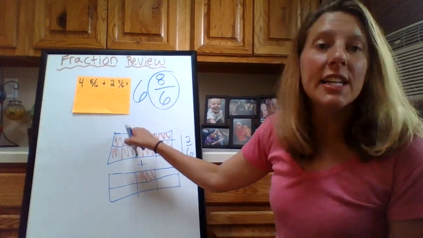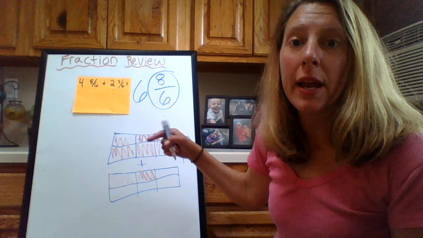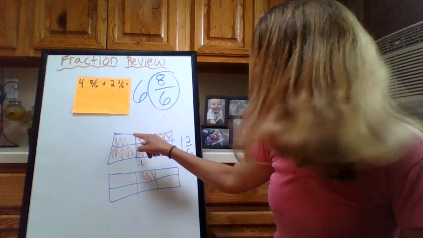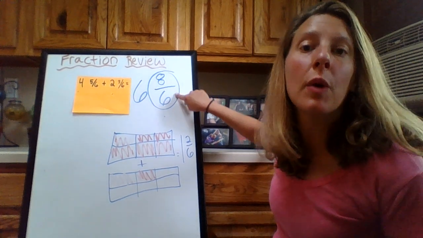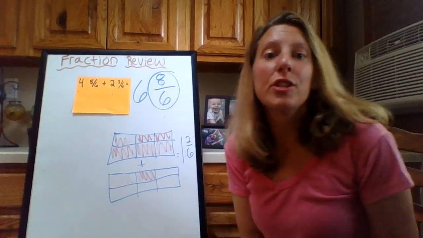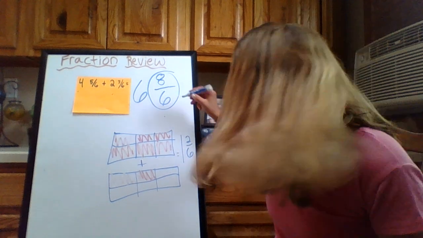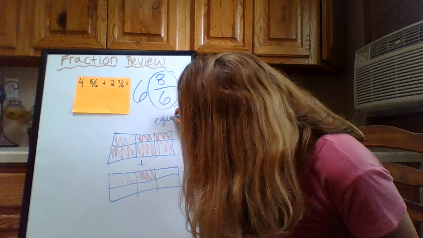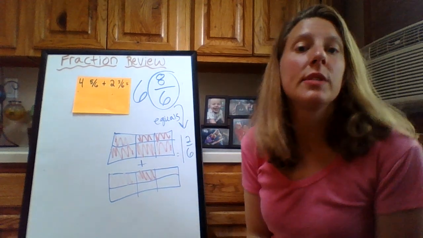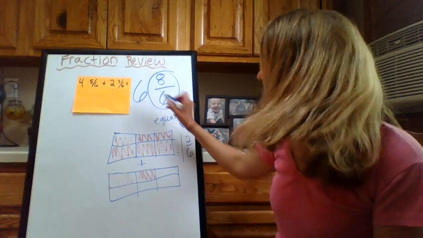If I counted each smaller piece in my whole, that would give me 6 sixths, and then 2 more is 8 sixths, which is where the improper fraction came from. So now that we know that 8 sixths equals 1 and 2 sixths, I could add that with the 6.